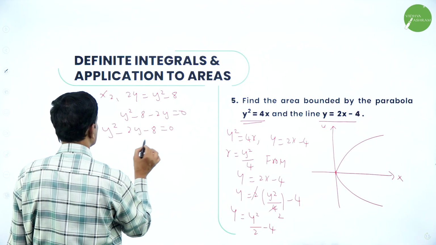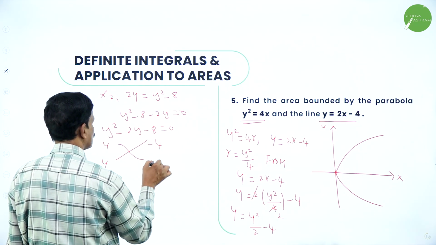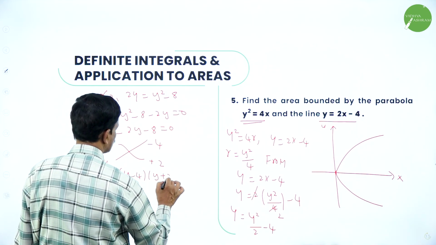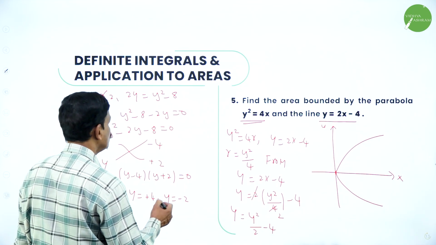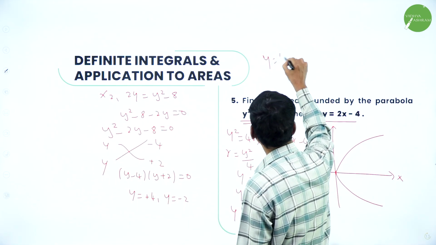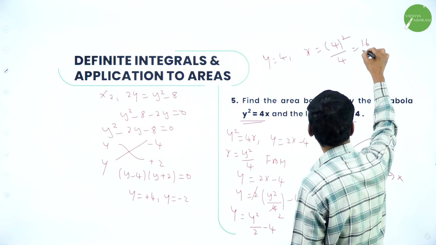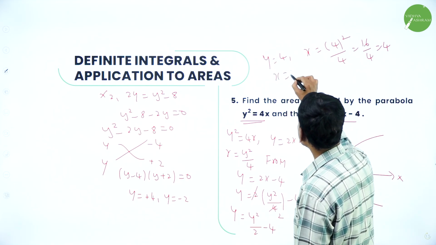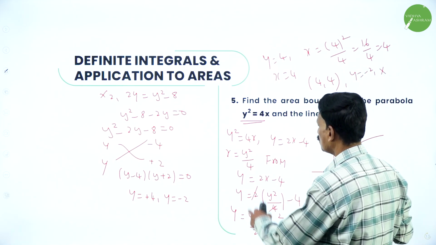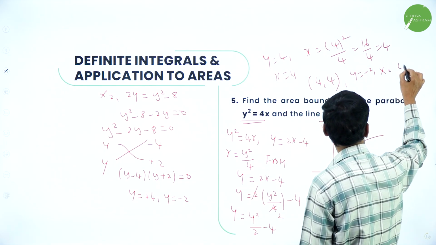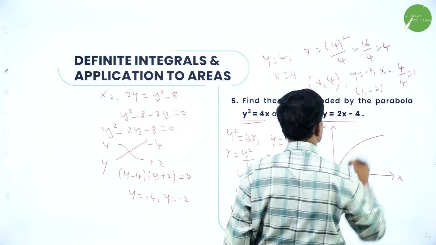Factorize this. Write 8 as 4 into 2, with y into y, minus and plus: minus 4 times 2 is minus 8, and minus 4 plus 2 is minus 2. So the factors are (y minus 4) into (y plus 2) equals 0. So y equals 4 and y equals minus 2. When y is equal to 4, what about x? x is equal to y squared by 4, 16 by 4 means 4. So one point is (4, 4). When y is minus 2, x is minus 2 squared, which is 4, divided by 4, equal to 1. So another point is x equals 1, y equals minus 2. These are the 2 points.